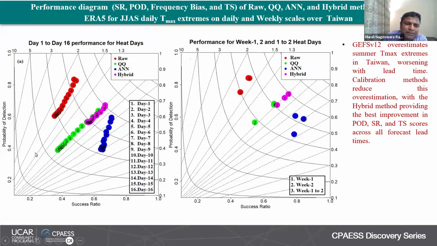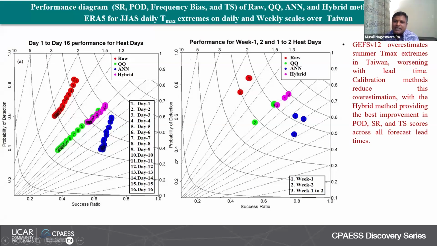The Quantile-Mapping method reduces that overestimation. It is exactly the same as the observation in the number of events. There is even more reduction in the ANN, and the ANN improved the success ratio compared with the Quantile-Mapping method, with consistent skill among the lead times. But with the Quantile-Mapping method there is underestimation, and that is improved in the hybrid method. You can see the hybrid method outperforms, and from day 1 to day 16 there is not a big difference; it is a consistent skill.